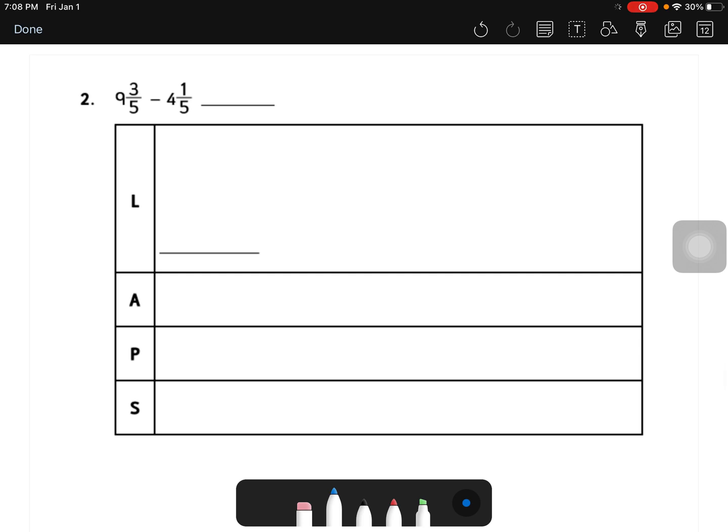And same with this one. We look and we see it's subtraction. We don't need to alter anything. They already have common denominators. So let's perform the subtraction.